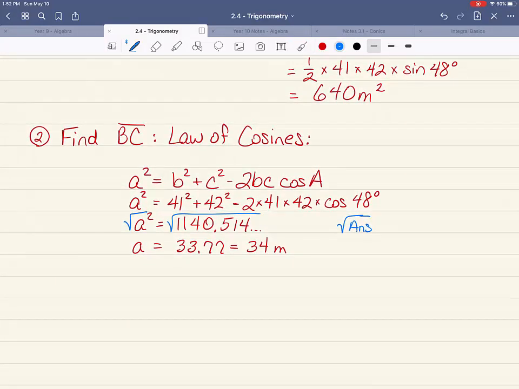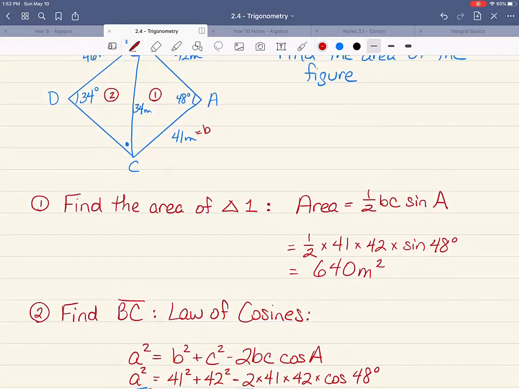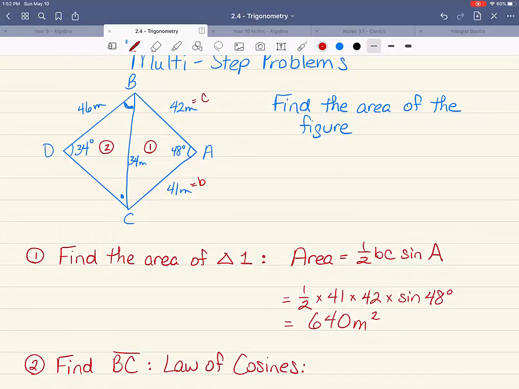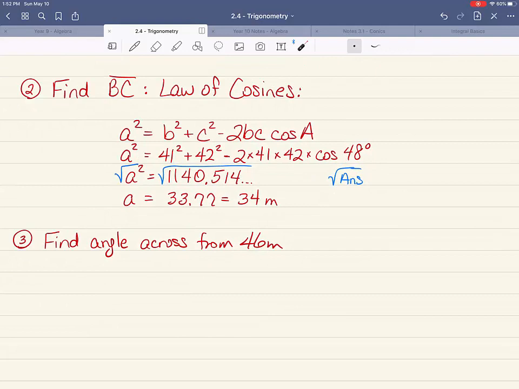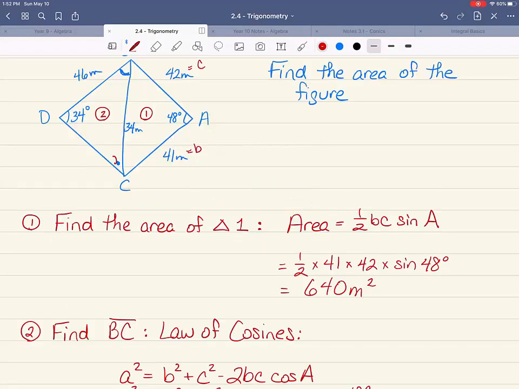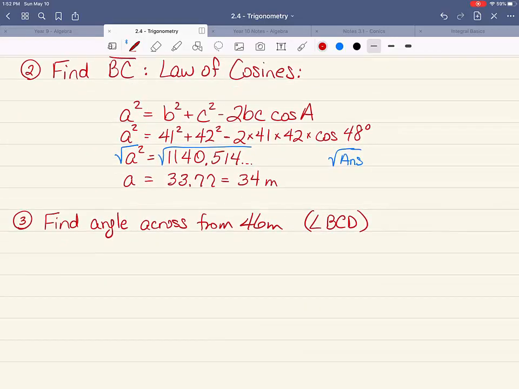So, step 3. Find the angle across from the 46 meters. Now the name of that angle is BCD or DCB. When you name an angle, you trace it from either BCD or DCB. You can go either way. So this happens to be angle BCD, and I'm going to call it X. So that's going to be the X I'm solving for.